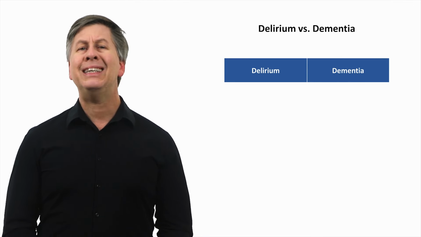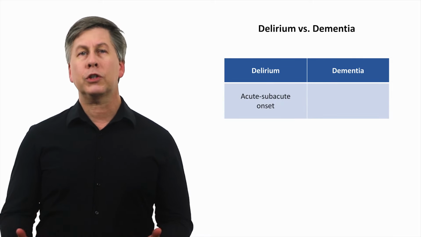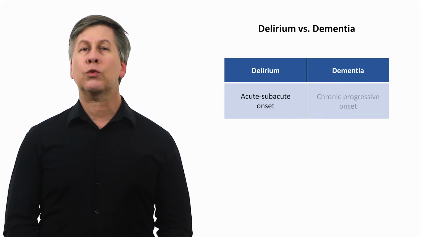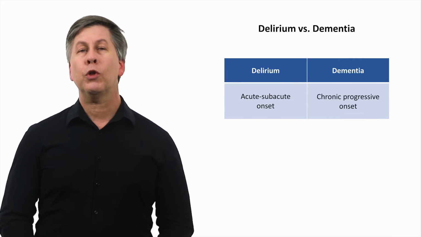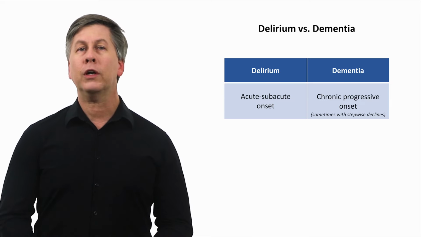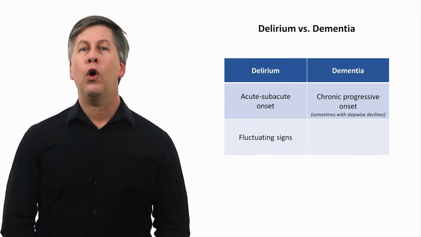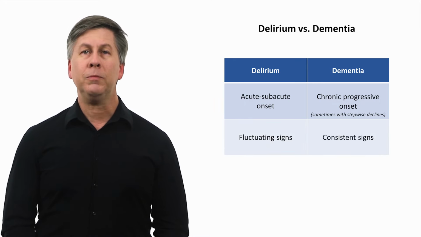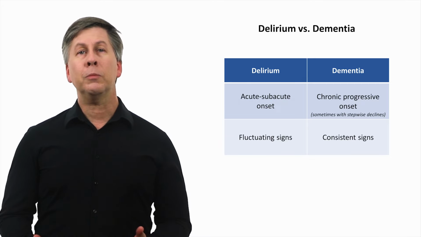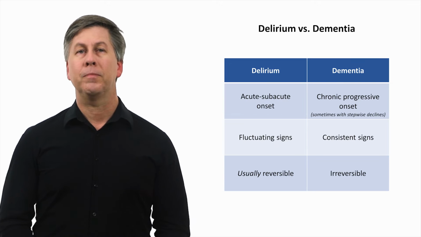There is a frequent comparison made in textbooks and medical school lectures between delirium and dementia. In delirium, the onset is acute to subacute, roughly meaning over hours to a week or so, while in dementia, the onset is chronically progressive over months to years, though sometimes with stepwise declines in level of functioning, typically following acute medical illnesses. Signs in delirium fluctuate over time, while they are relatively consistent in dementia. Finally, delirium is usually reversible, while dementia is irreversible.